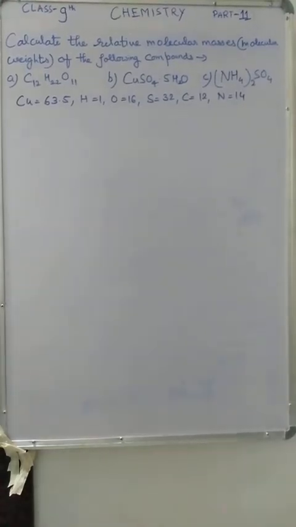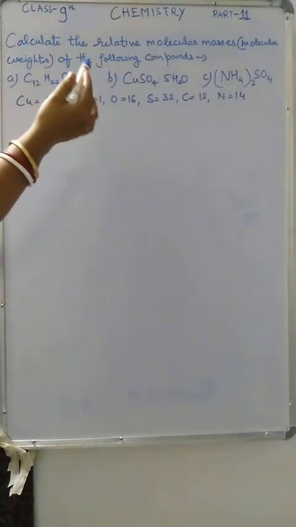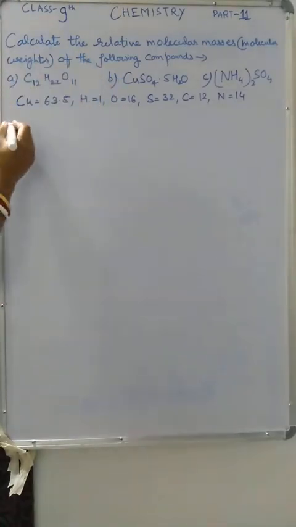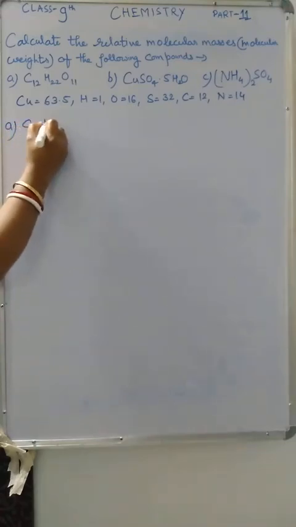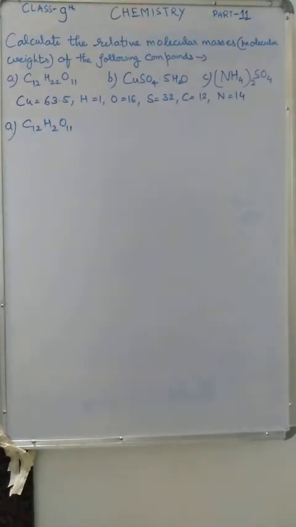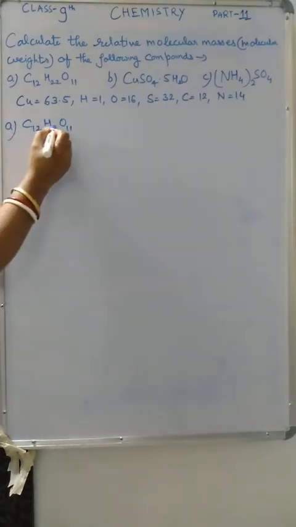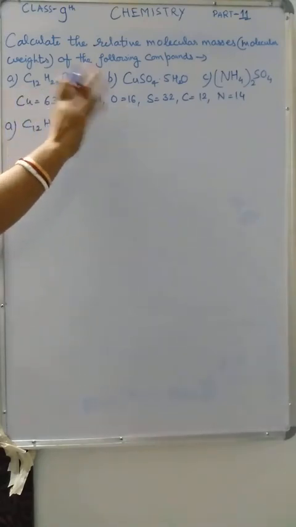Students, today I am going to explain how to find the relative molecular mass. Calculate the relative molecular masses of these compounds. Your first one is sugar, C12H22O11. This is the chemical formula of cane sugar. Here you can see some elements' atomic masses are given.